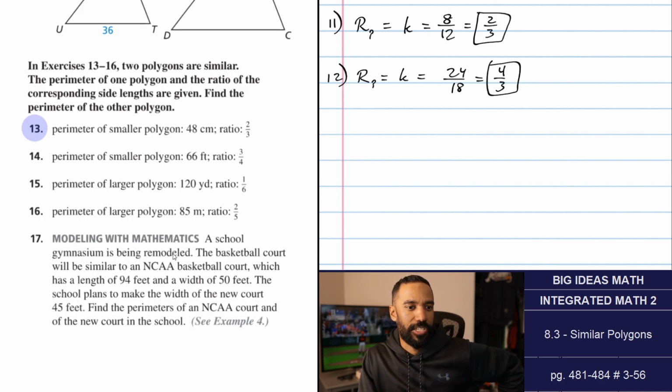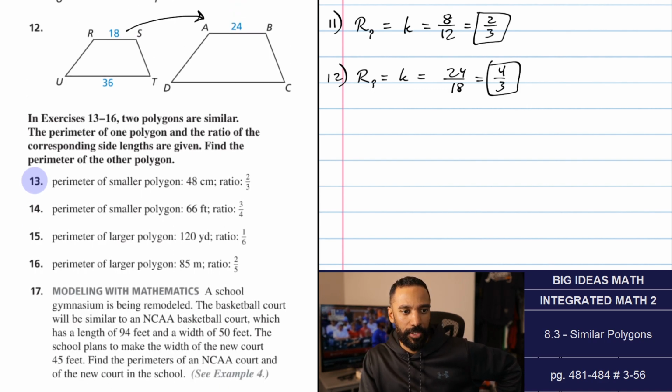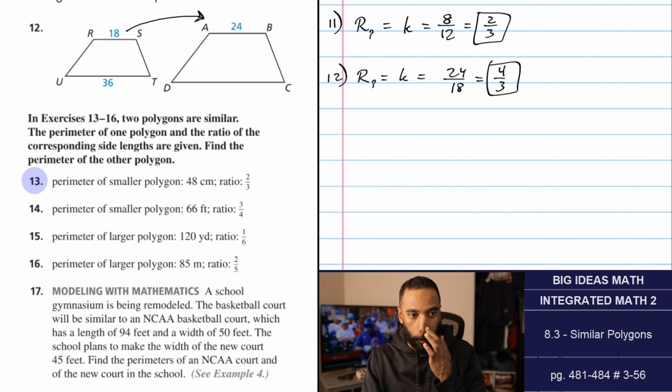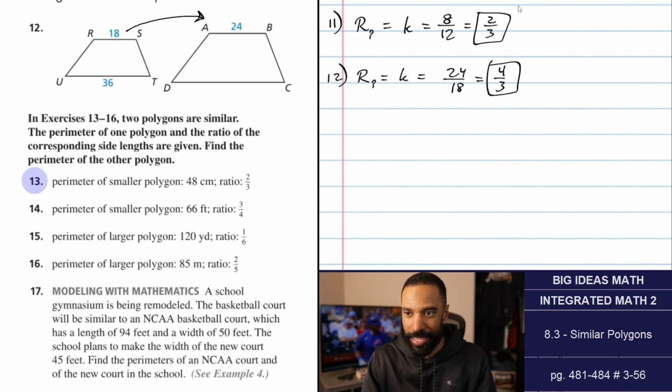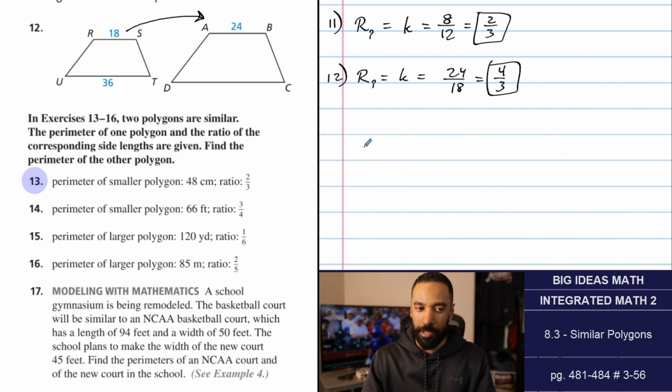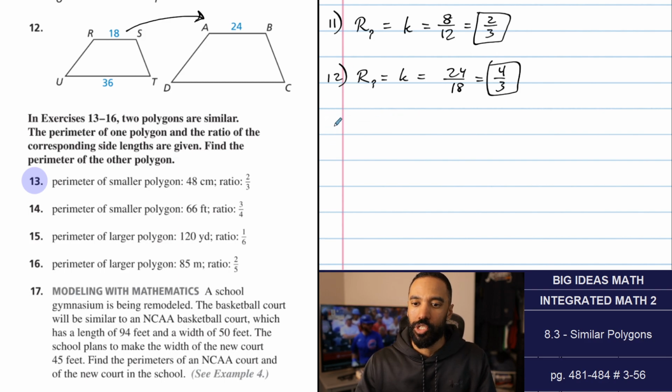In exercises 13 to 16, two polygons are similar. The perimeter of one polygon and the ratio of the corresponding side lengths are given. Find the perimeter of the other polygon. So on number 13, you have perimeter of small polygon.